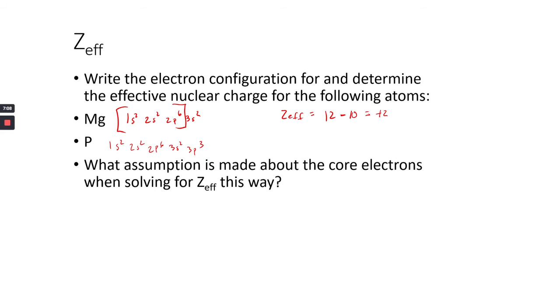it has 15 protons minus my inner core. Anything that's on the same energy level is not considered your inner core. And this gives you plus 5. Now, if you look at the periodic table, here you have magnesium, and then you move across and you get to phosphorus. As you're going across, your Z effective is increasing.